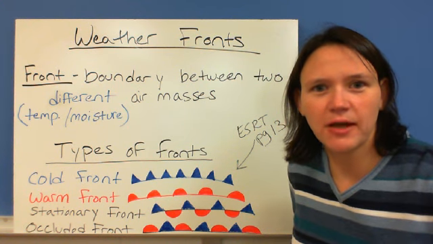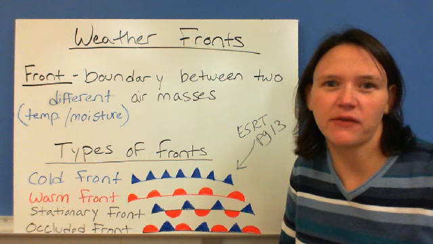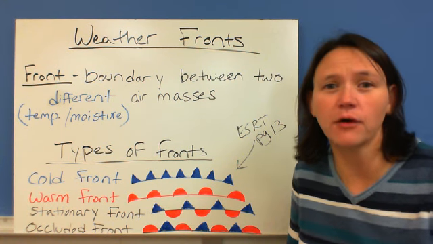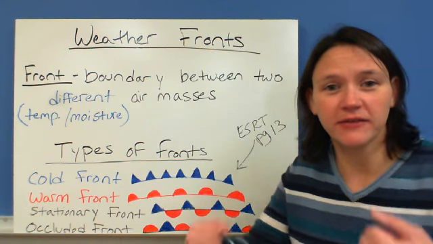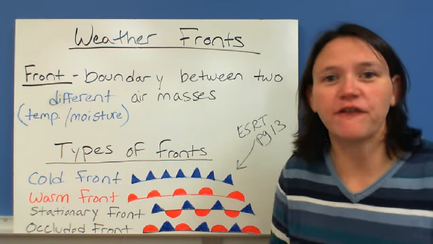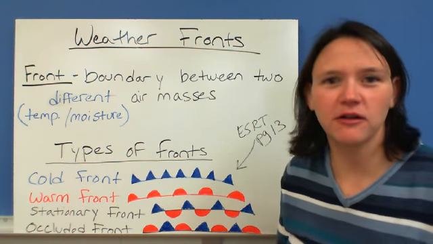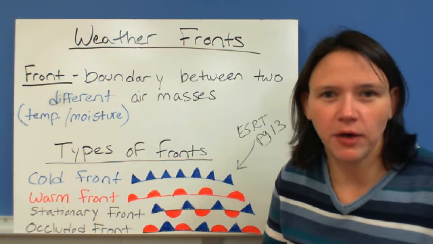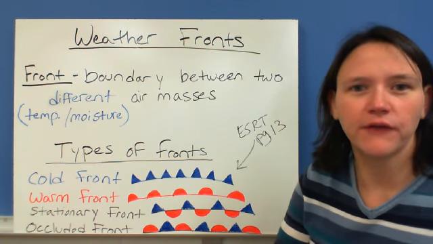Today we're going to take a look at weather fronts. We've been spending some time talking about air masses and the different characteristics of those. And a weather front is basically just where those two different air masses collide. They have very different characteristics, both in temperature and moisture, and that's going to create some pretty extreme weather conditions sometimes. These are the four main types of fronts that we have.